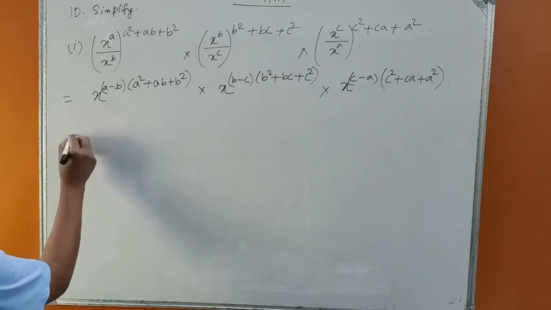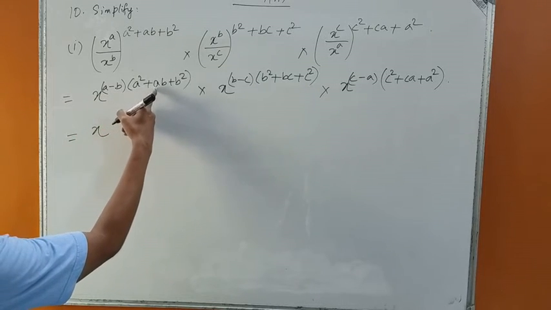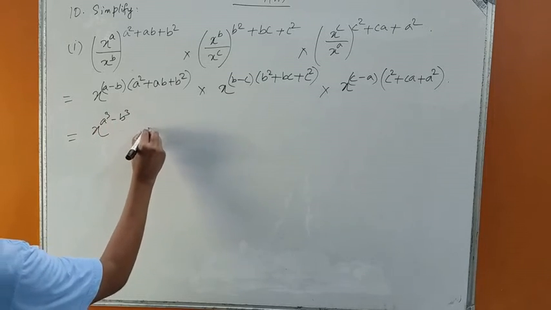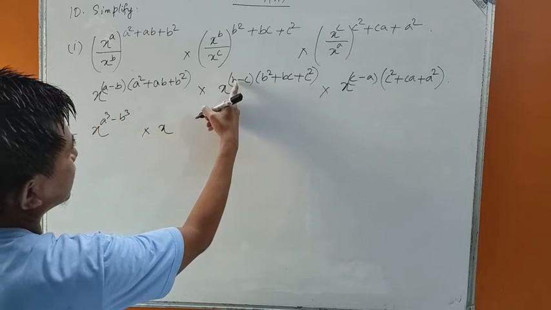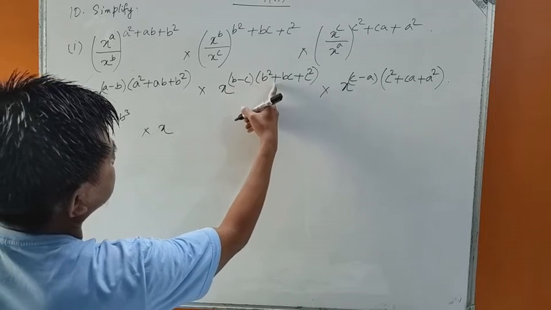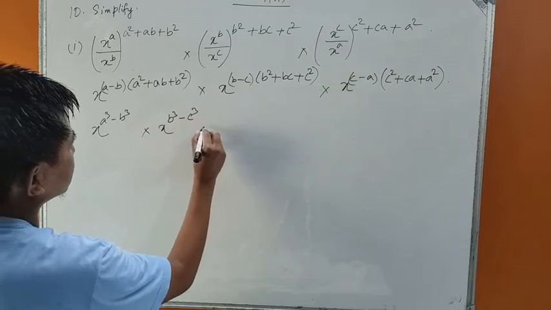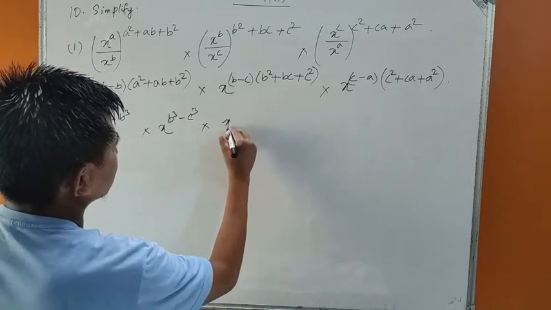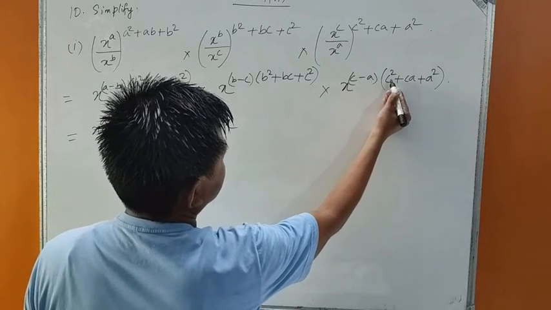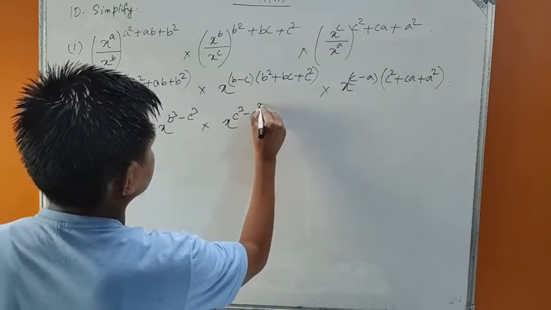So x to the power a minus b into a square plus ab plus b square can be written as a cube minus b cube, okay, into x to the power here a minus b, b is a and c is b, okay, a minus b into a square plus ab plus b square means a cube minus b cube into x to the power c is a and a is b, okay, a minus b into a square plus ab plus b square means a cube minus b cube, isn't it?